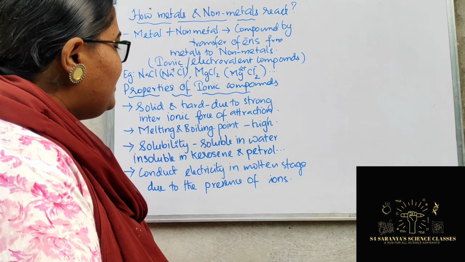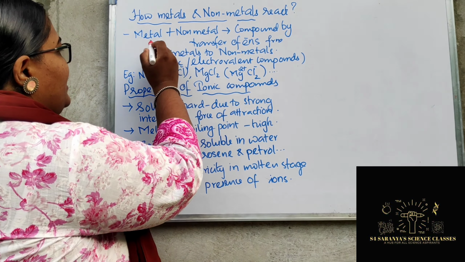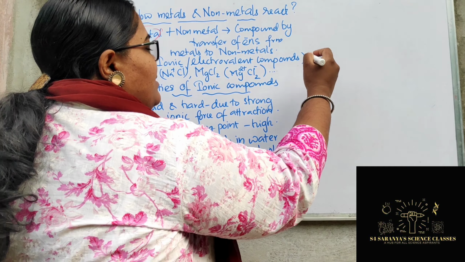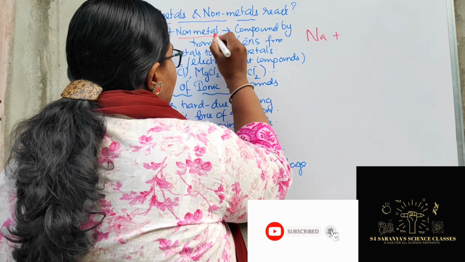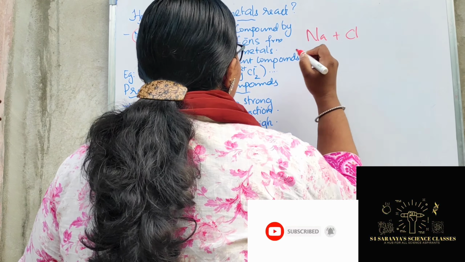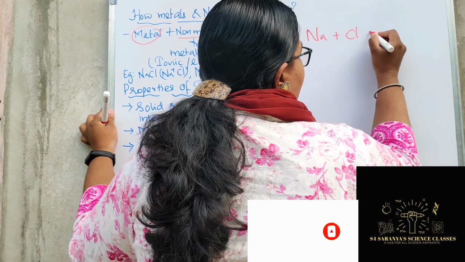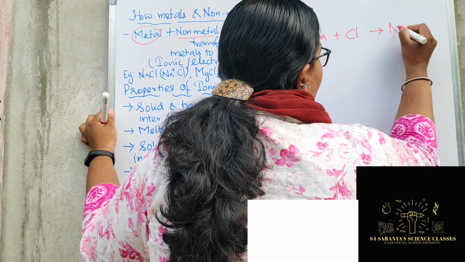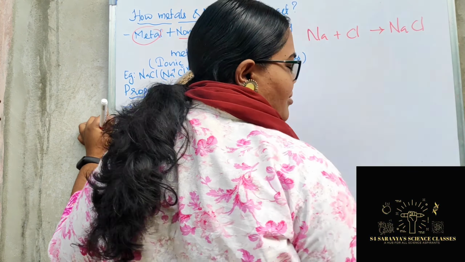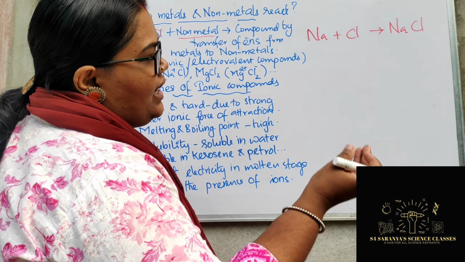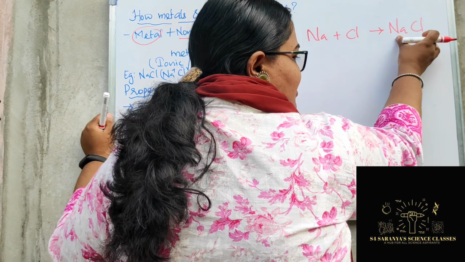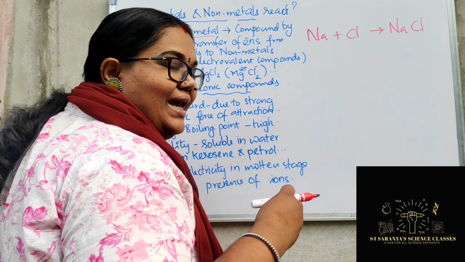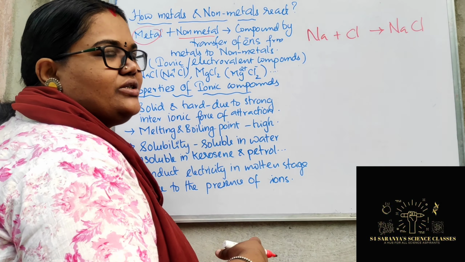So here you can see when we take a metal, for example sodium, and a non-metal, for example Cl, they will make a compound. You can see here they will make NaCl, common salt. How are they making it? This is sodium and this is chlorine, how do they stick together? That's actually by exchanging or transferring an electron.